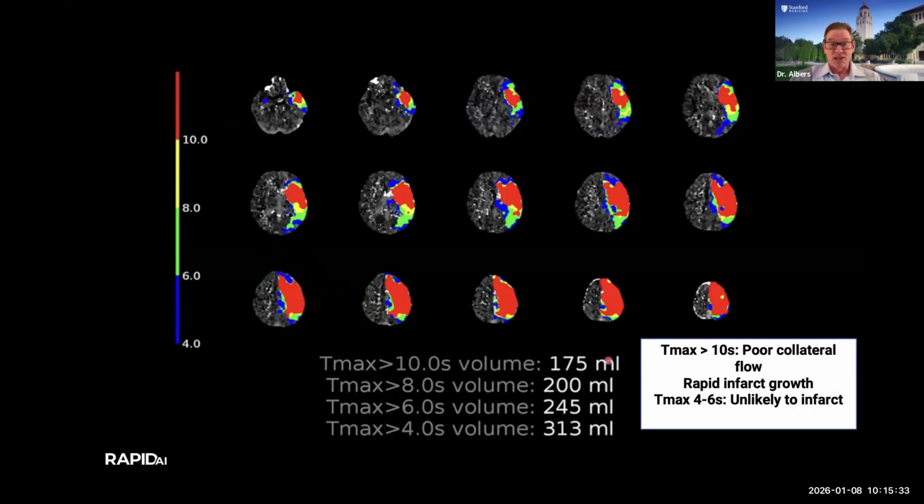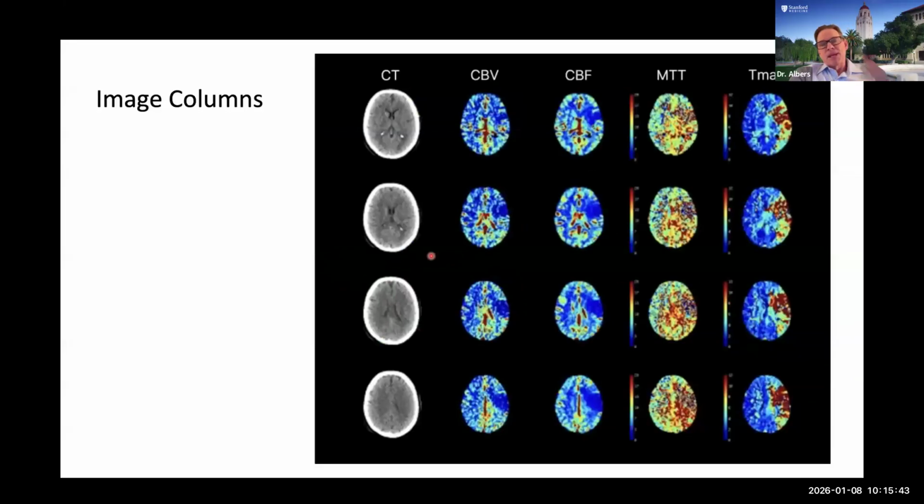So here we've got a large region of very severe delay, meaning poor collaterals to the left hemisphere, similar to the case that I just showed you. And Pierre will show you how you can use these delays to come up with the HIR, which is going to give you a quantitative estimate of collaterals.